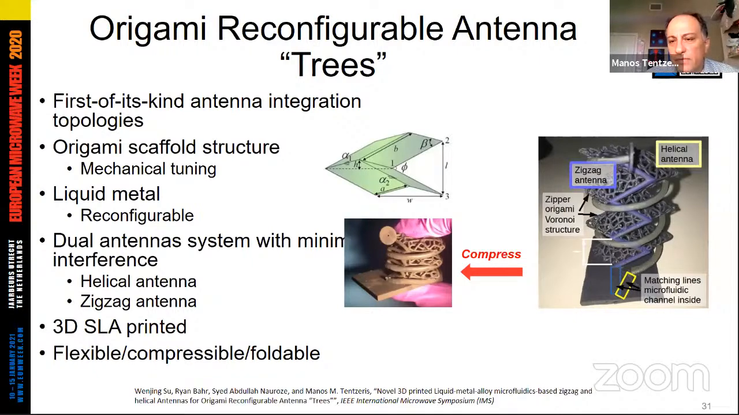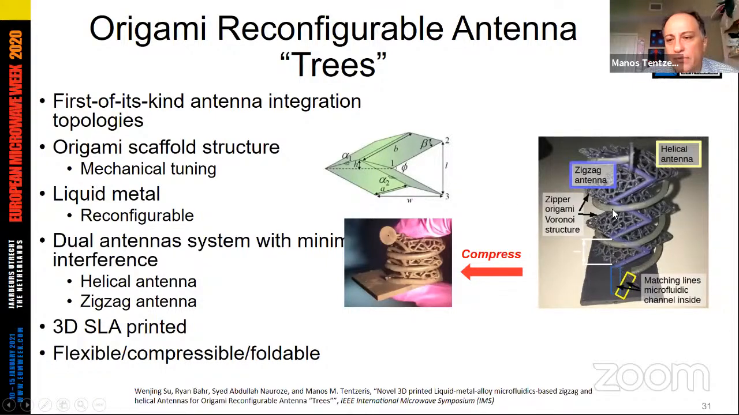That's fully 3D printed. What you can do is first, you can print some supporting porous structure. We call it Voronoi structure. That means a structure with controlled set of holes, which controls the stiffness. Then we have printed a helical antenna and a zigzag antenna microfluidic channel. You can fill with metal liquid inside. This one is very easily compressible.